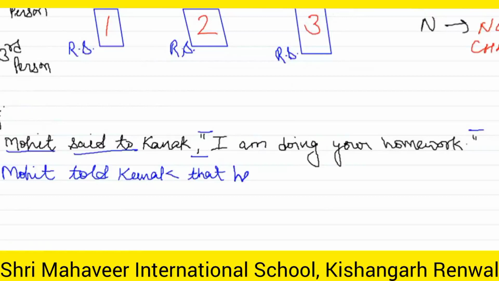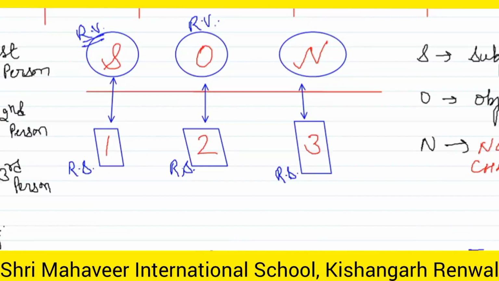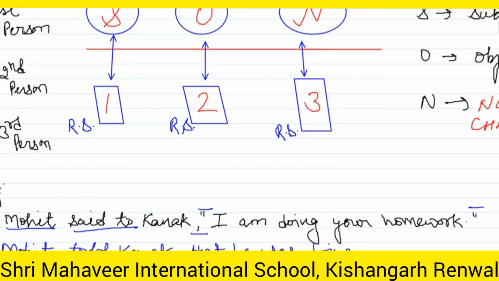So he, present continuous will be changed into past continuous tense. So he was doing. Now your is second person pronoun and it will be changed according to the object of reporting verb. Now Kanak, a female. Your homework, it is a possessive pronoun. According to Kanak, the subjective case is she, but we need possessive pronoun, so the possessive pronoun would be her. He was doing her homework.